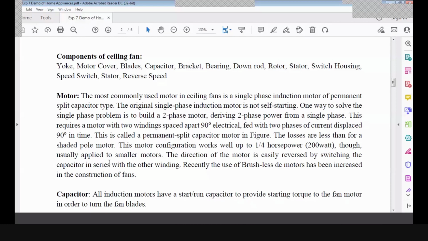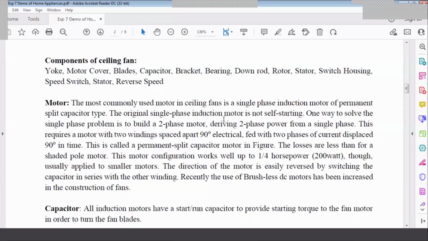Understood? It is written here. You can read. Whenever you are coming to this lab, you should read the lab manual first. Two-phase motor windings are placed 90 degrees apart, so you will get some net torque which is required to run the motor, right? But not in single phase. Distributed windings are there, so the net flux will be zero, right? Understood, students?